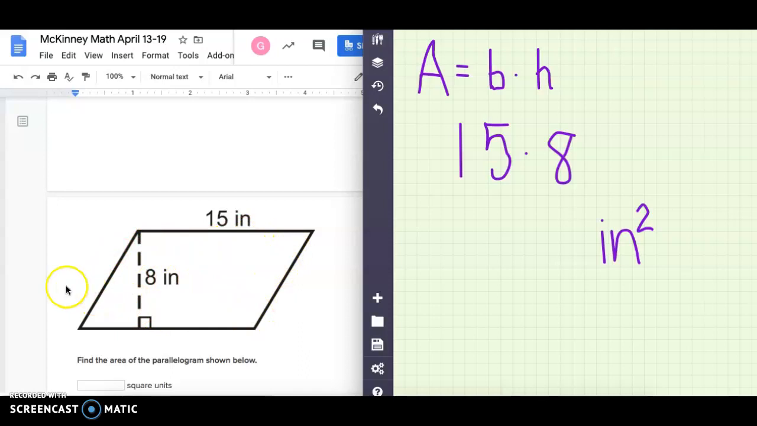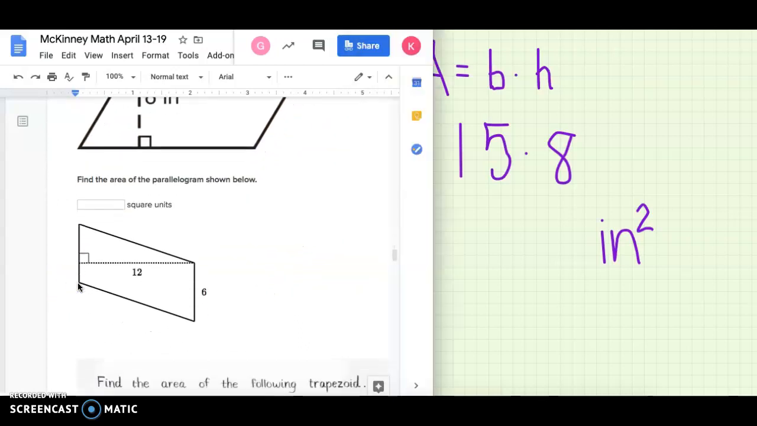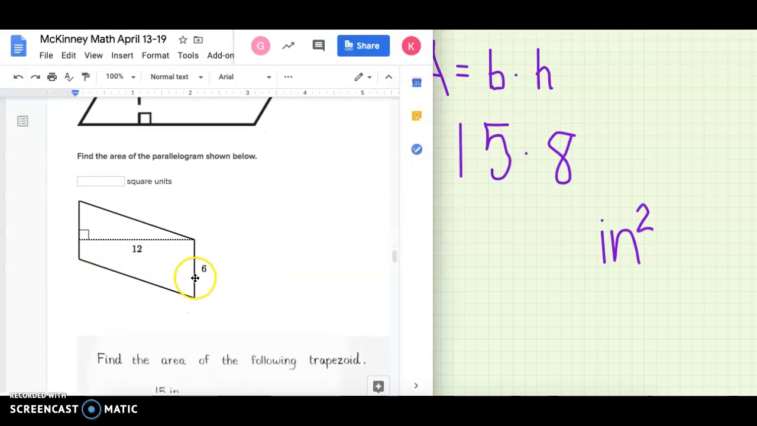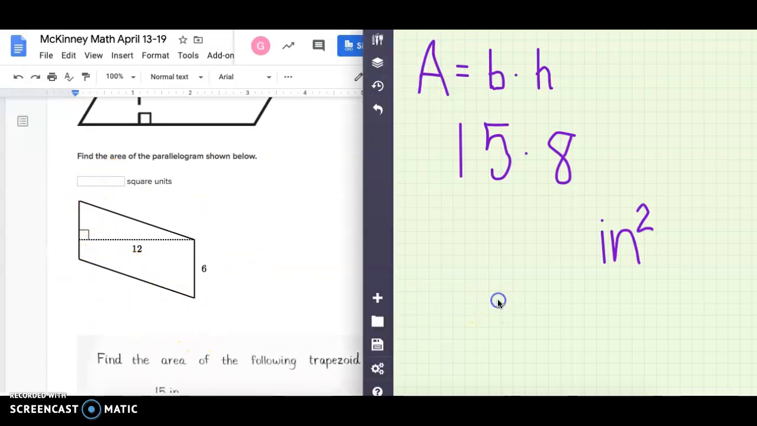Next, we have this parallelogram. It doesn't matter where the base is and where the height is, as long as they're perpendicular to each other. So this is the 6, it's the base, and 12 is the height. Go ahead and calculate the area of this parallelogram and enter it into ed puzzle.